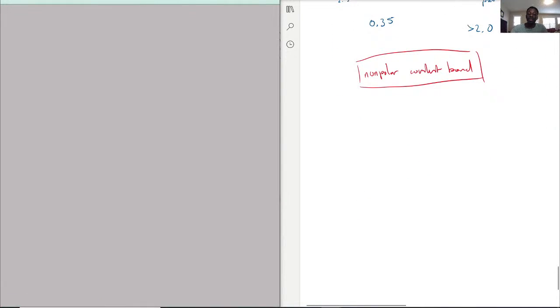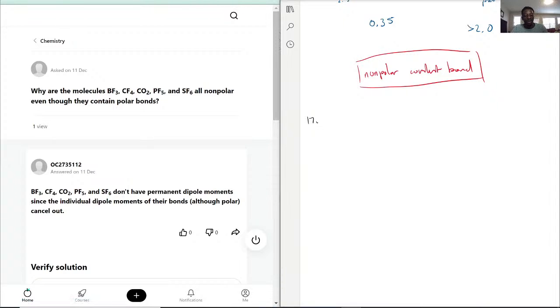So now question 17. Why are the molecules BF3, CF4, CO2, PF5, and SF6 all nonpolar, even though they contain polar bonds? This is actually quite a doozy of a question. The molecules BF3, CF4, CO2, PF5, SF6 are all nonpolar even though they contain polar bonds.